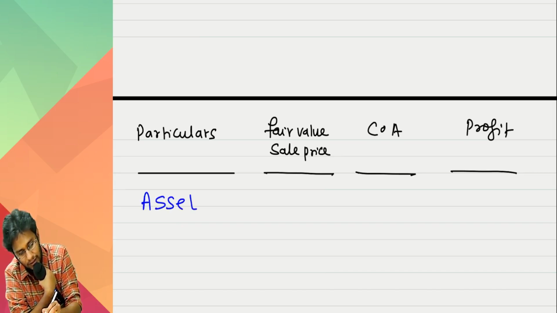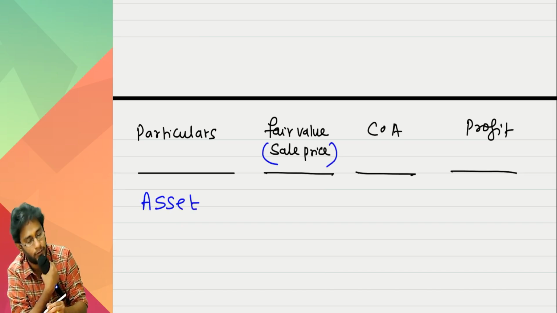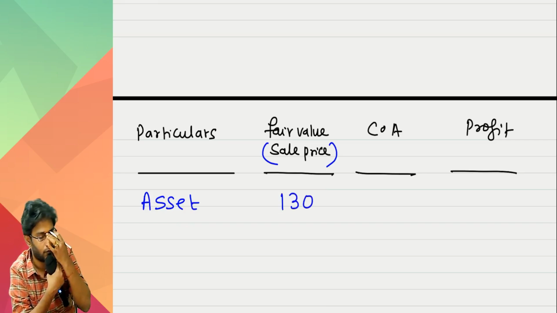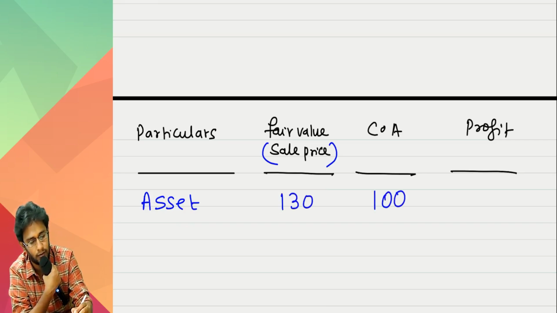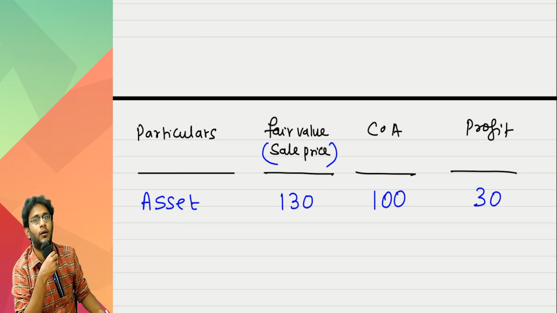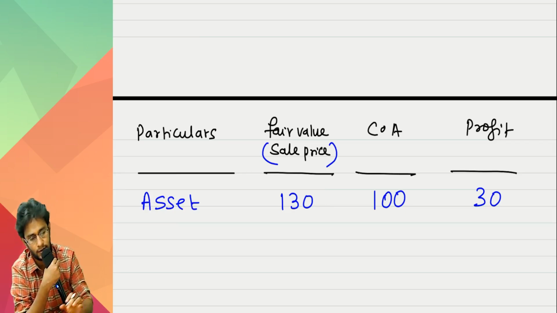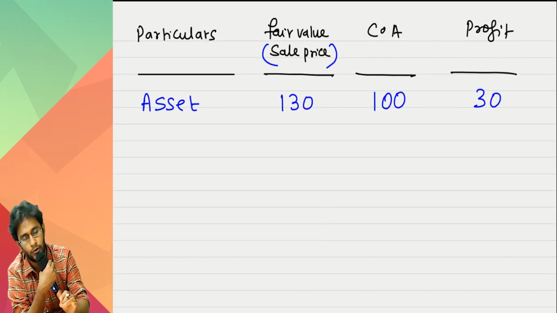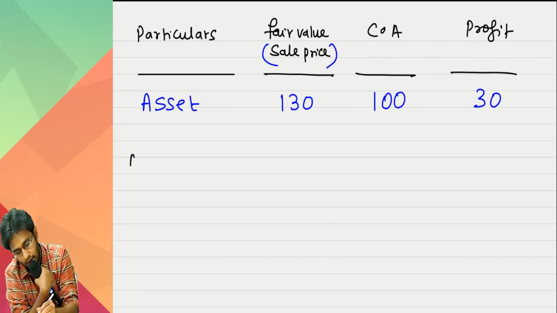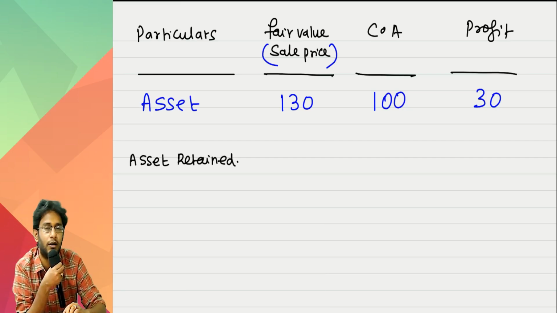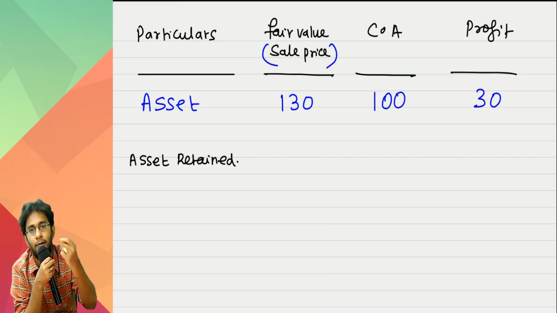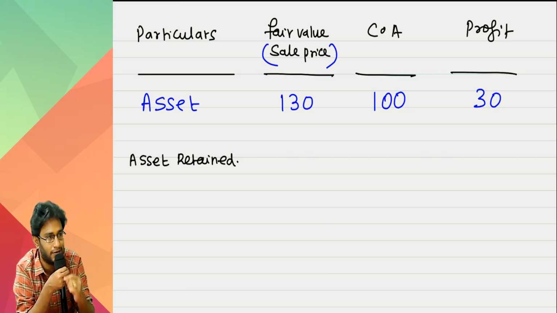Total asset related fair value is 130. Carrying amount is 100. Profit is 30. That 30 you cannot recognize. How much you should not recognize is the asset retained. Why are we using the word asset retained? Because the asset is again coming back in the form of a lease.